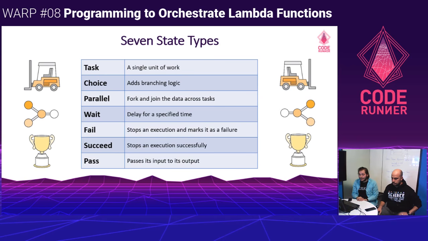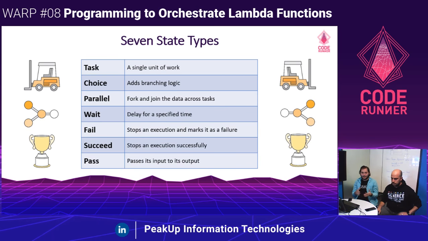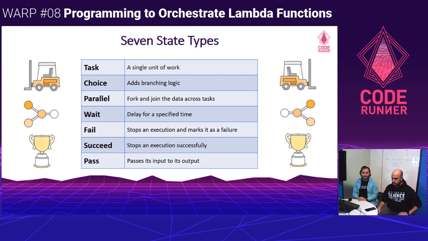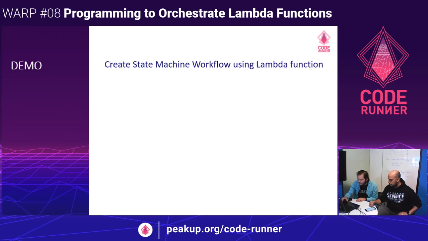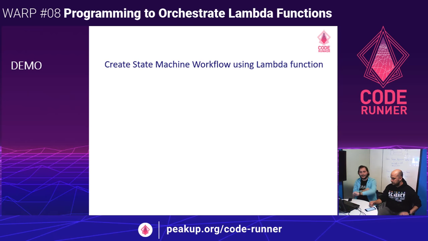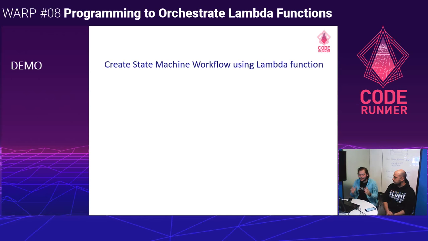And at last, there's a state type called pass. It actually doesn't do anything. It gets the input and passes that to the output at the end of it. It's basically a proxy, you can think of it like that. So I think that was fast. Yeah. We are going to go ahead and do a demo.